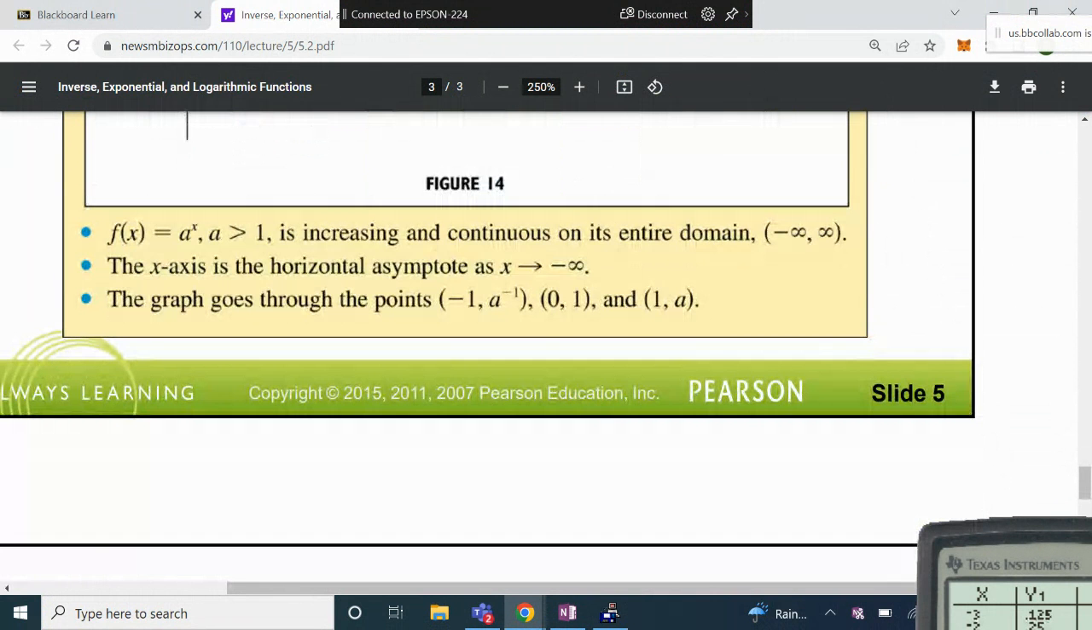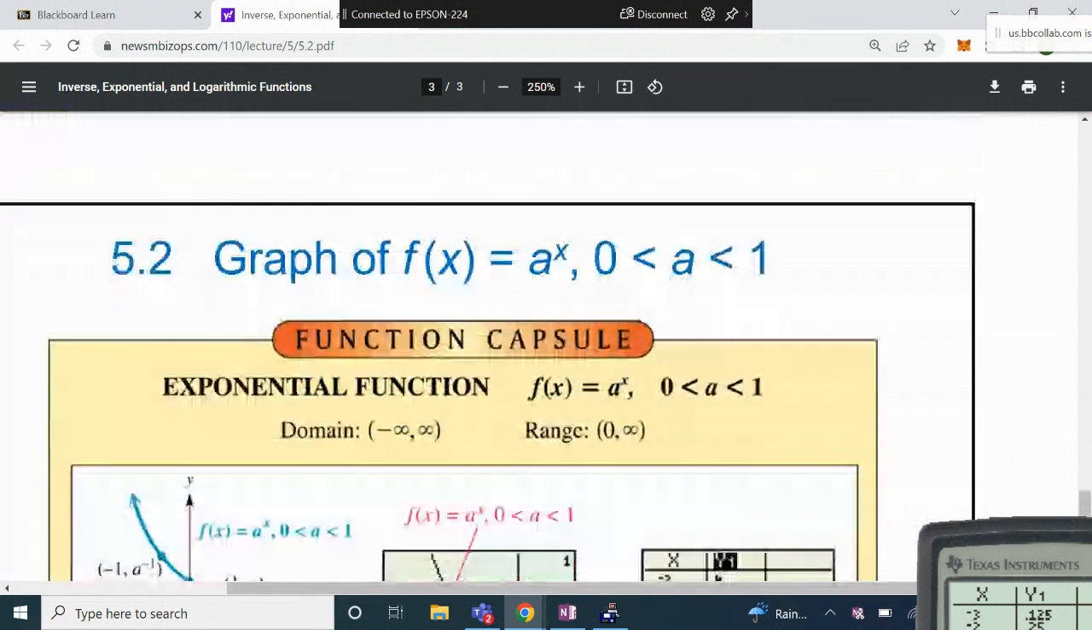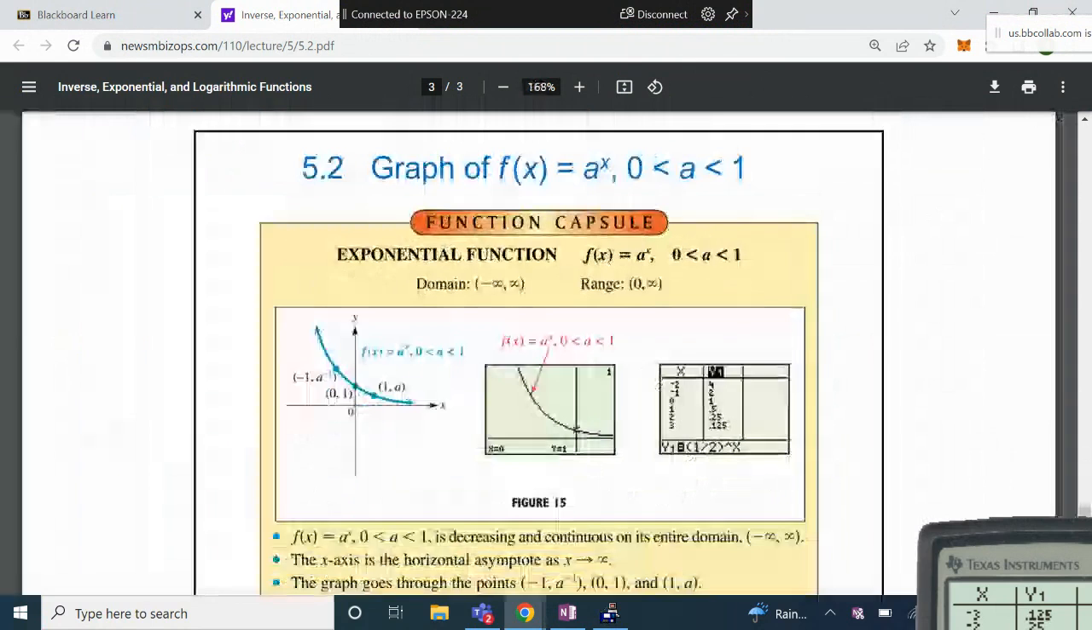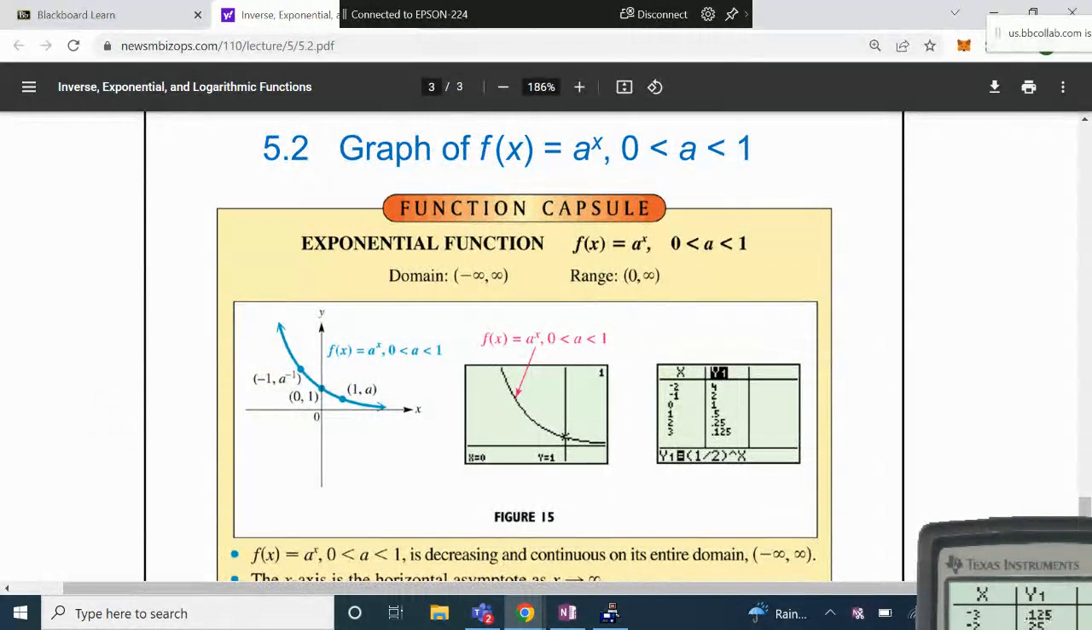Now, what if the base is something that's not greater than 1? So here we have our second setup for an exponential function. The base is greater than 0 but less than 1. So as we go further, just notice two things. The base for an exponential function can never be negative, and the base for an exponential function can never equal to 1. Right? The base either has to be greater than 1 or it has to be in between 0 and 1.